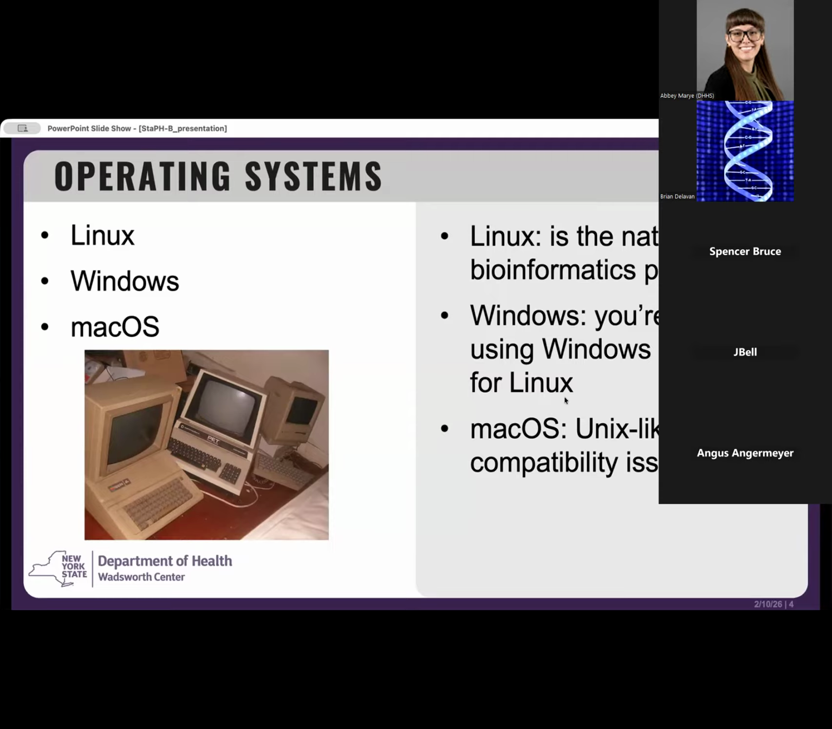So I guess if we do this again, we'll have people respond in the chat. Who's using macOS to do their bioinformatics, public health bioinformatics? Anybody? No one in the chat. So I'm assuming that there's probably many people using Linux. How about Linux?